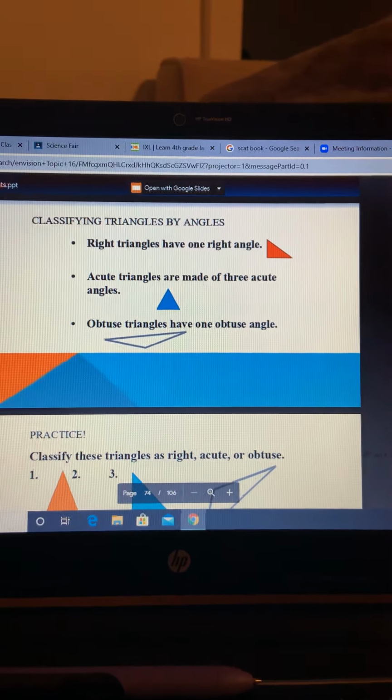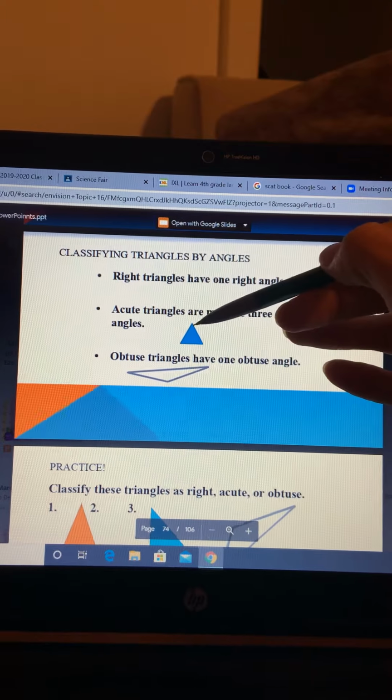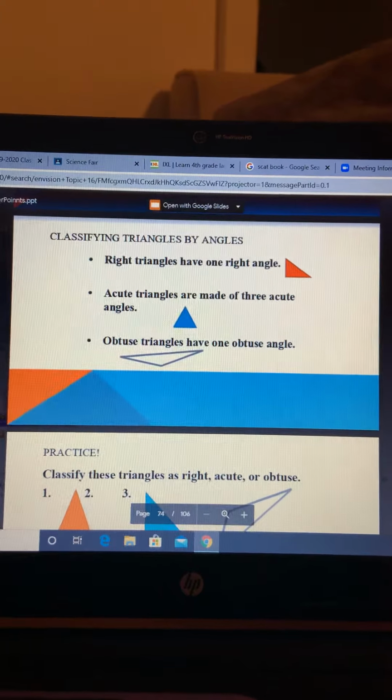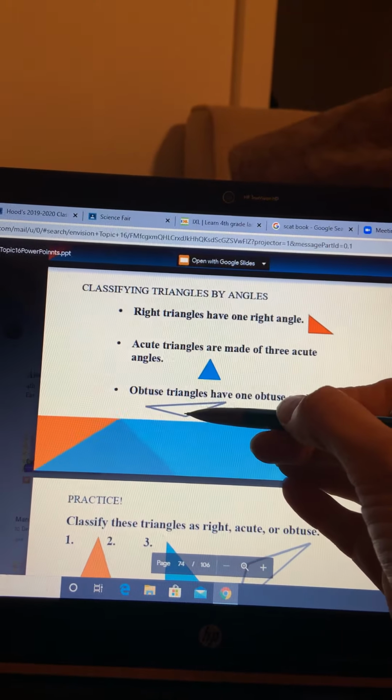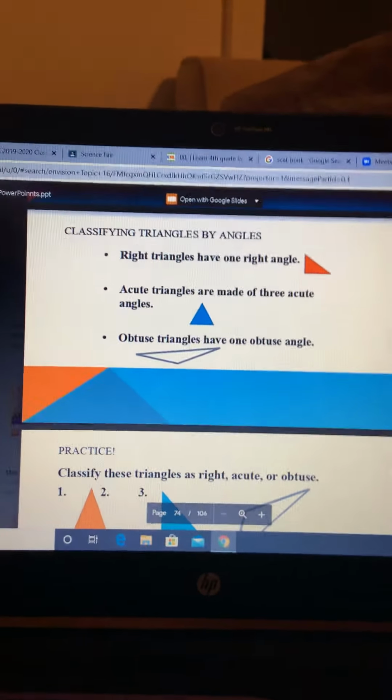Acute triangles are made of three acute angles. So you see the acute angle here, here, and here. And obtuse triangles have one obtuse angle like right here. And it'll only have one. It's not going to have three like the acute triangles.